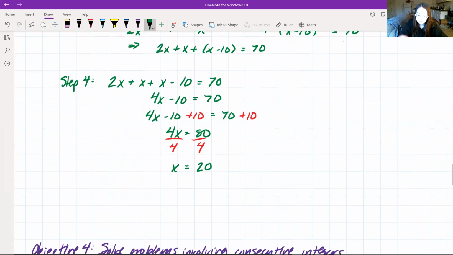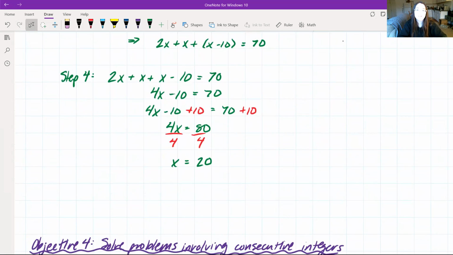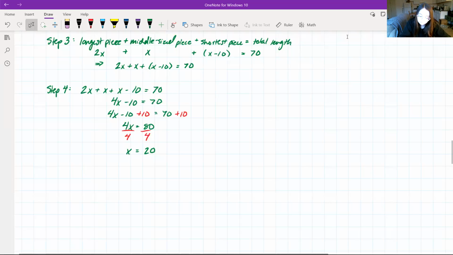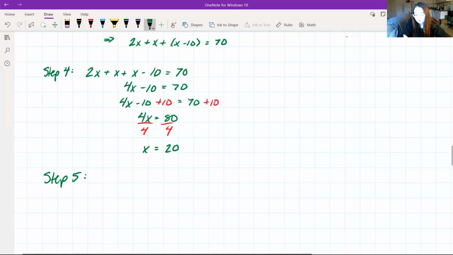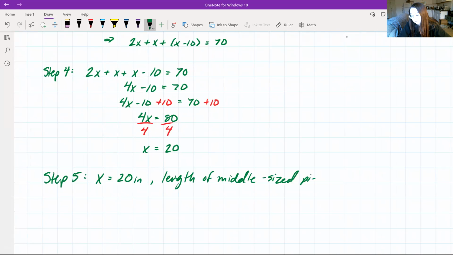So now for step 5, we're going to definitely run out of room again. So 1 second here, we'll make some more room. So writing out step 5, we know that x is equal to 20, which is in inches, and this is the length of our middle sized piece.